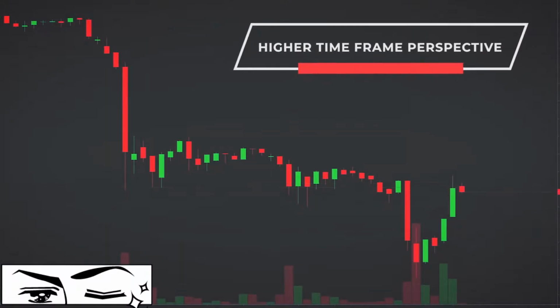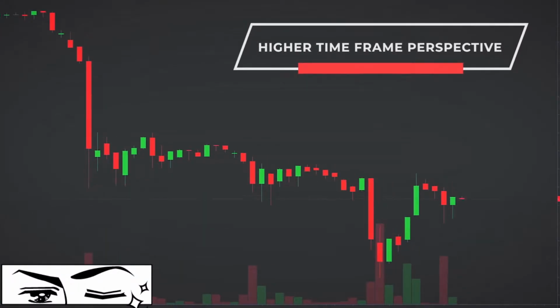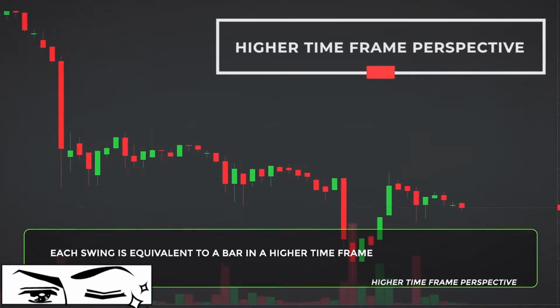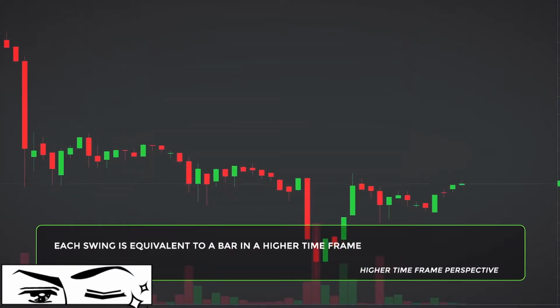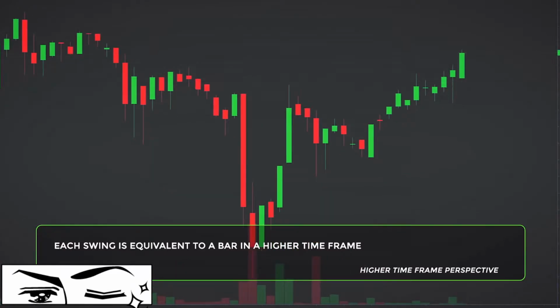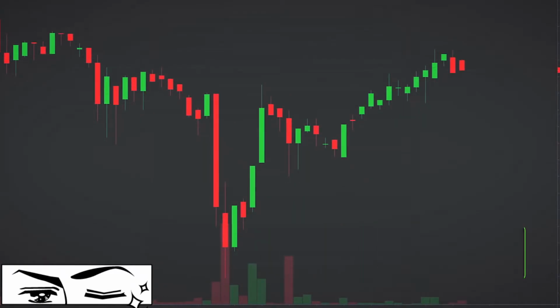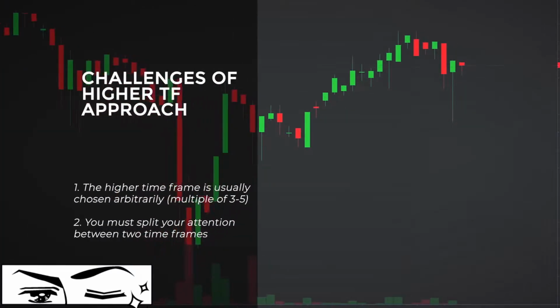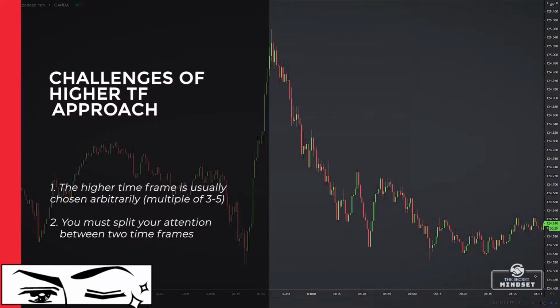Another way to look at market swings is to think of them as a higher time frame perspective. Each swing is equivalent to a bar in a higher time frame. This is why some traders use a higher time frame to evaluate market bias. There are two challenges with the higher time frame approach. First, the higher time frame is usually chosen arbitrarily. Common choices are multiples of 3 and 5.